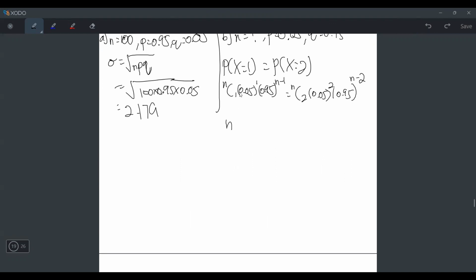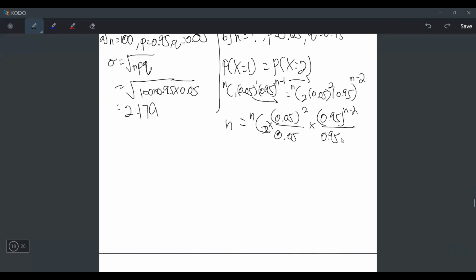Okay, I think you can cut, right? Because this one you can move there, become divide. So it will be N equals NC2, I will follow, and then the 0.05 power 2. I will move this one to there, become divide 0.05 power 1. The power 1 you don't need to write. And then times again with 0.95 power N minus 2 divide by 0.95.